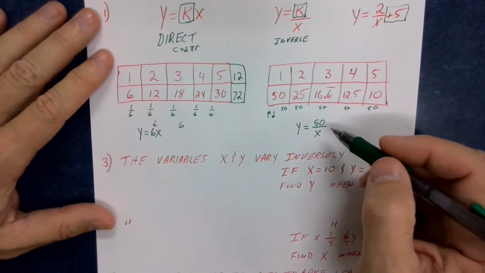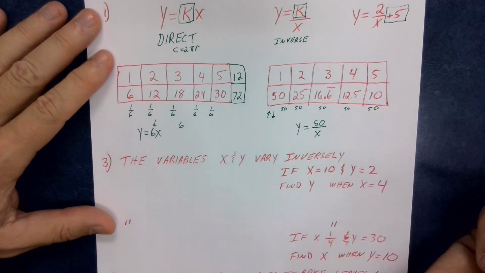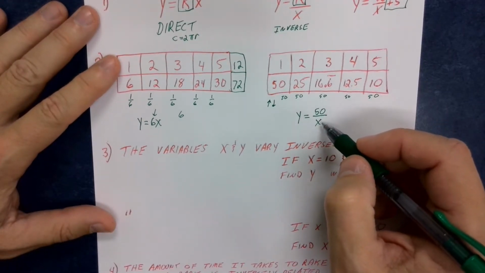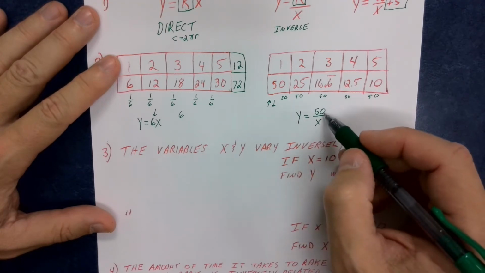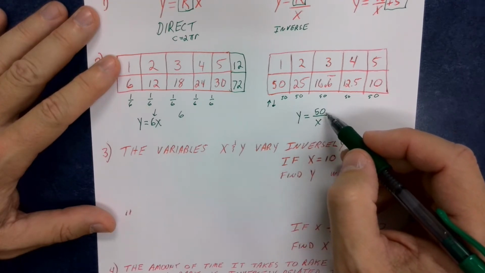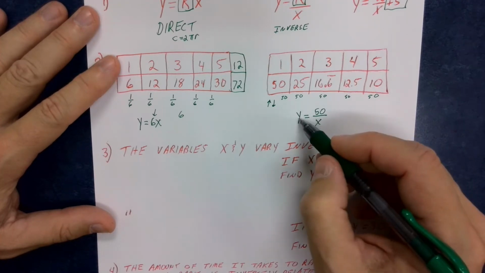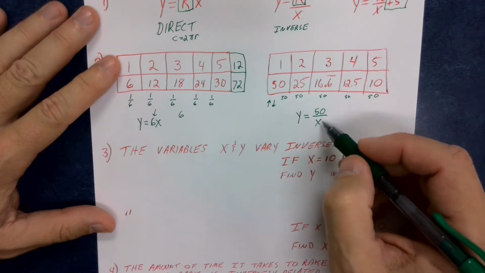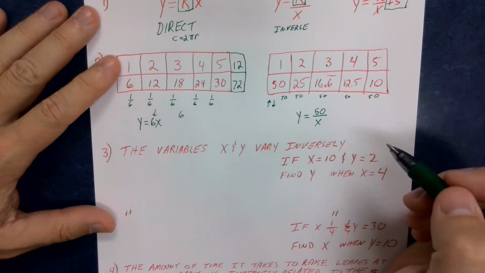So the inverse relationship here is this, y equals 50 over x. And it might be that x is the number of people at a party, and y is how many slices of pizza that you get, and 50 happens to be the total number of slices of pizza. So if you take that 50 and you divide it by 10, everybody gets 5 slices. If there's fewer people, 50 divided by 5 is 10, you get more slices.